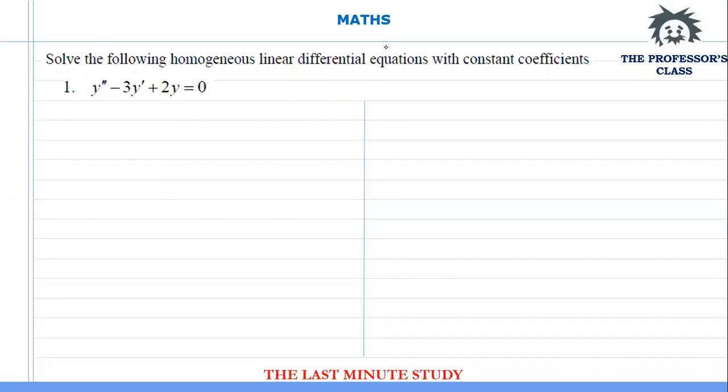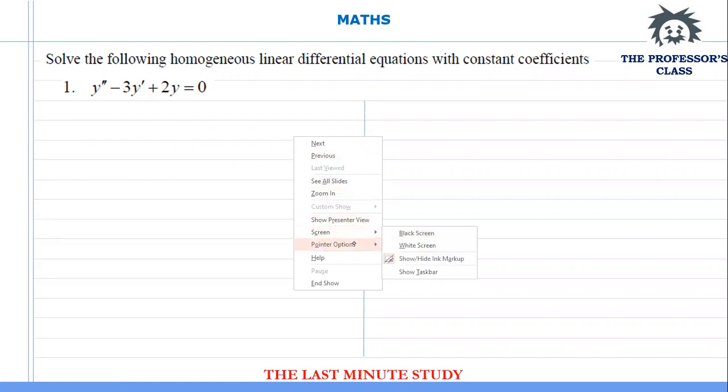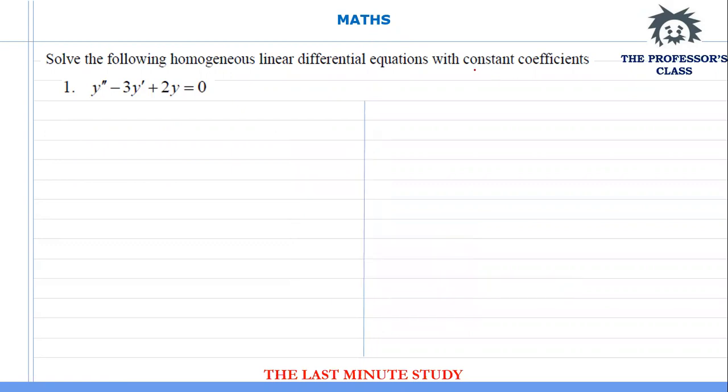Hello everyone. Let's start with tutorial 2, higher order differential equations. The question says that we are supposed to solve the homogeneous linear differential equation with constant coefficient. It means that at the end of the solution, we will be having some constant coefficients in the equation.